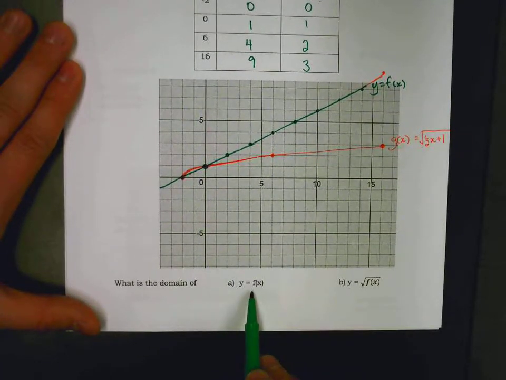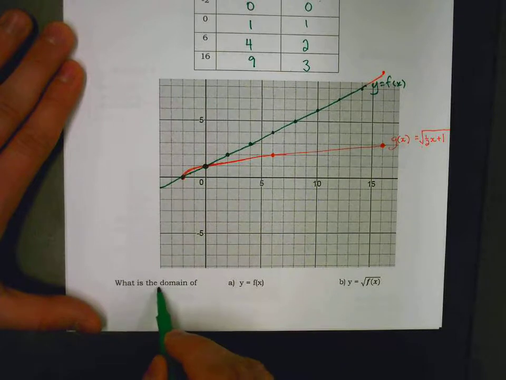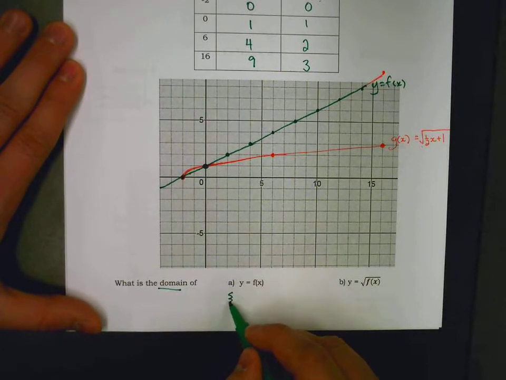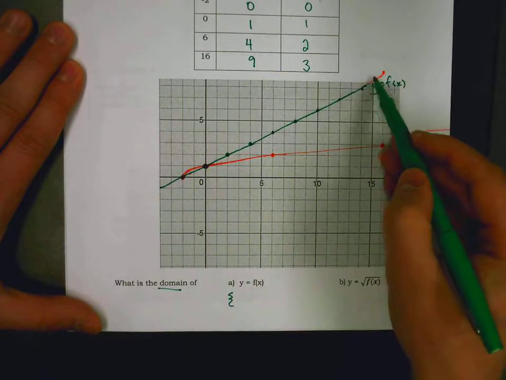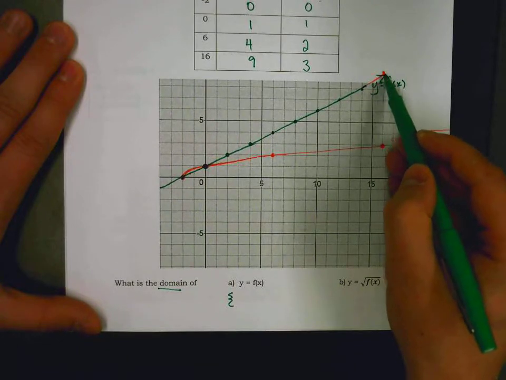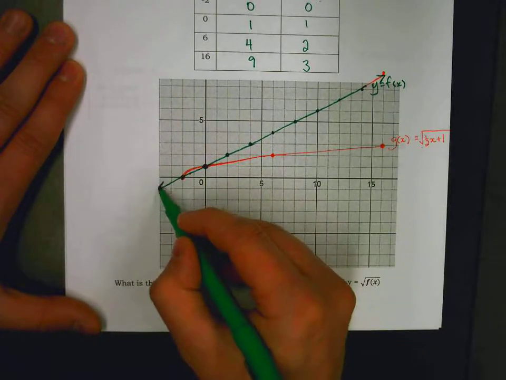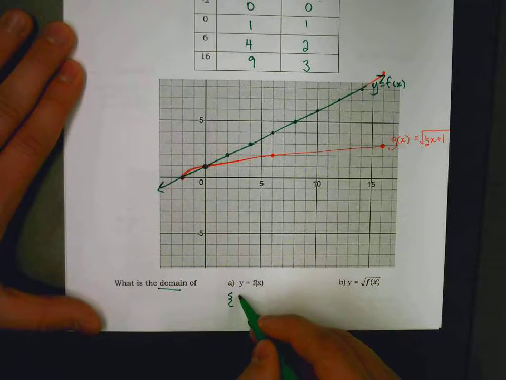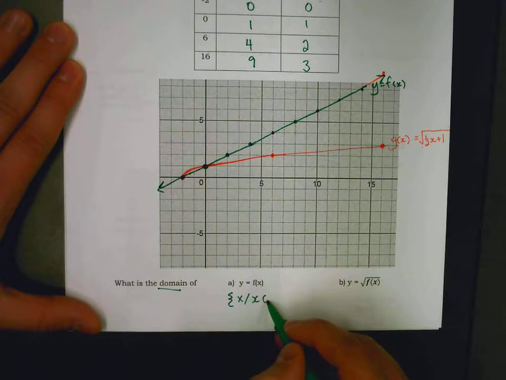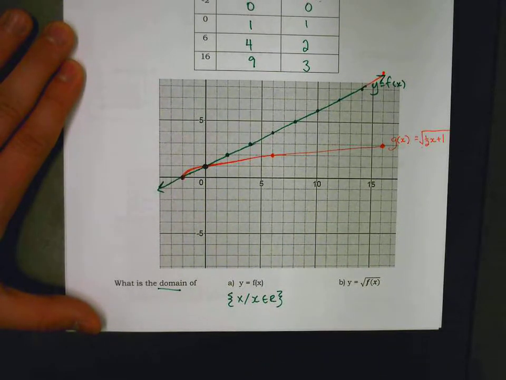A few interesting questions come out regarding domain and range. For the original function f of x, where does it exist? What is the domain? I see for the original function it going forever to the right, forever to the left, so I might say the x values are such that x is an element of the reals and it exists forever left and right. In interval notation we would see from negative infinity to positive infinity.